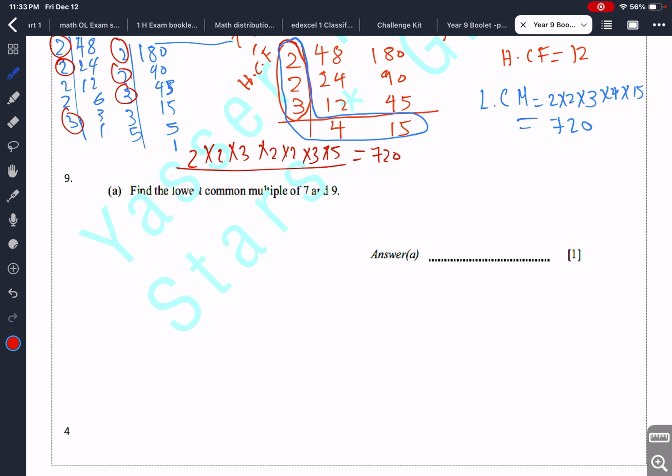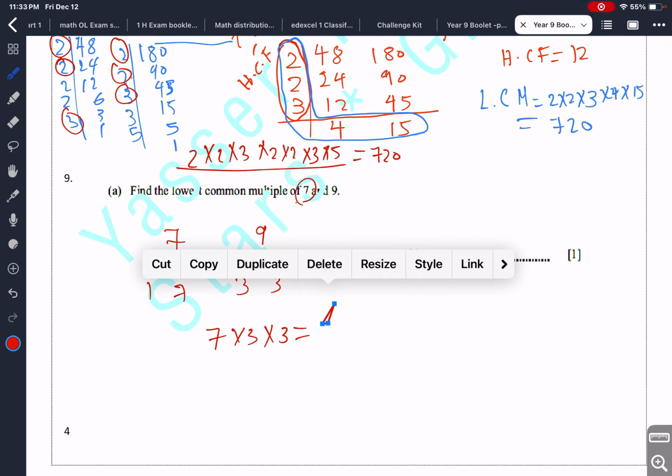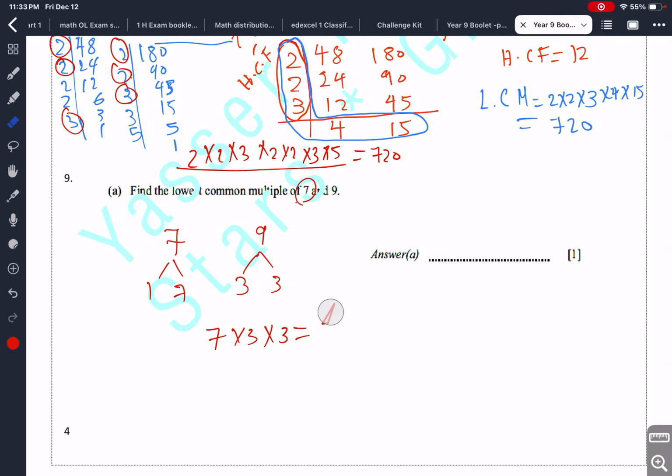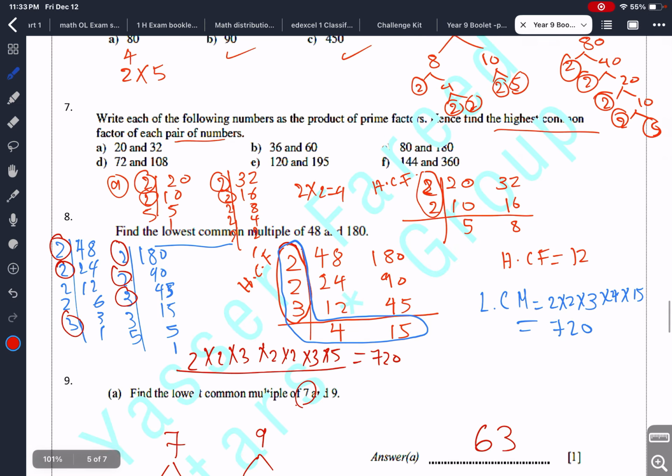Find the lowest common multiple between 7 and 9. Again, when one of the numbers is prime, it has only 2 factors, itself and 1. But 9 is not a prime, so I'm going to multiply 3 times 3. Now there is no common factor, so I'm going to take 1 times 7 times 3 times 3, which is, sorry, 7 times 3 times 3, which is 63. So I'm going to write here 63.